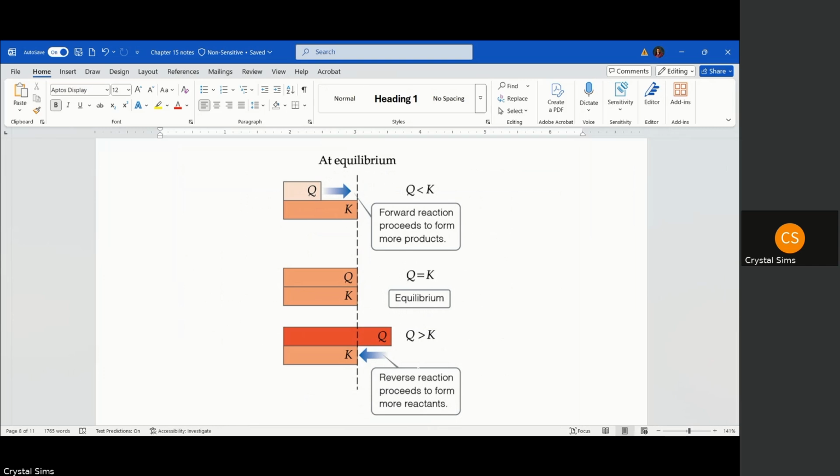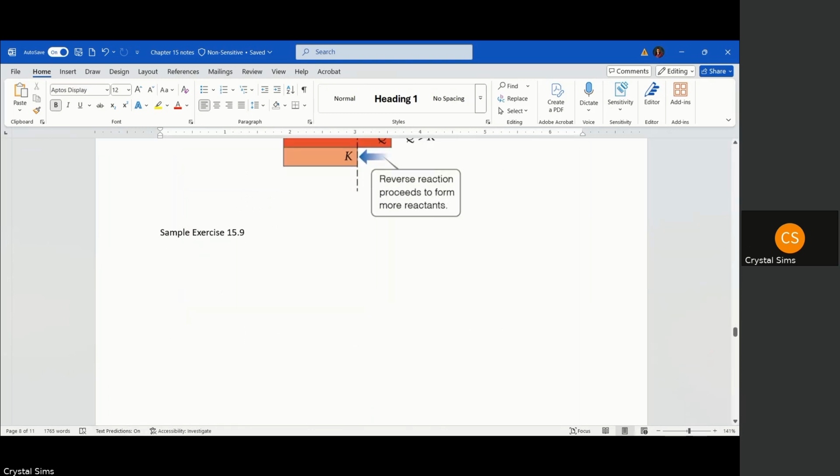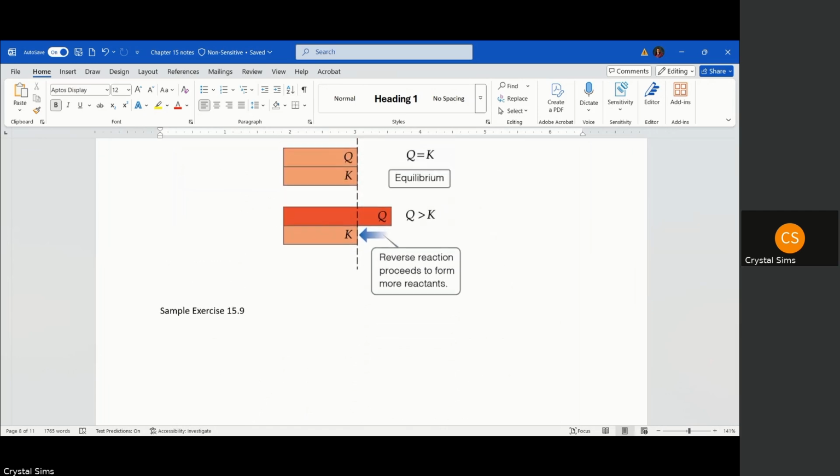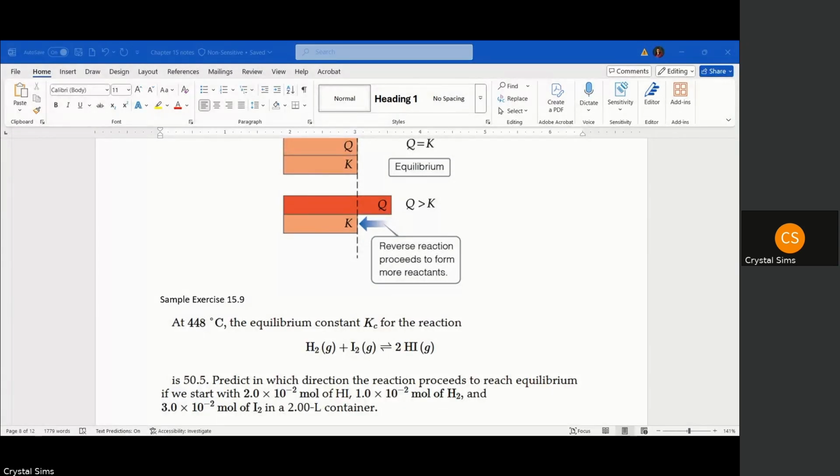So Q can't really tell us a lot on its own. We need to look at the comparison between K and Q. All right. So then we get to sample exercise 15.9. Okay, let's look at sample exercise 15.9 now that I have it copied over here.